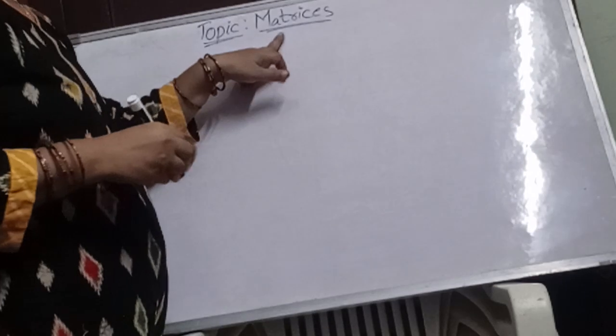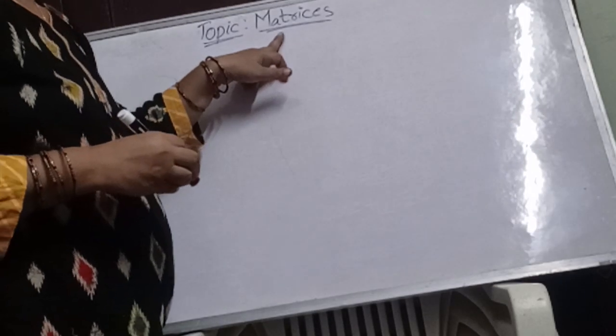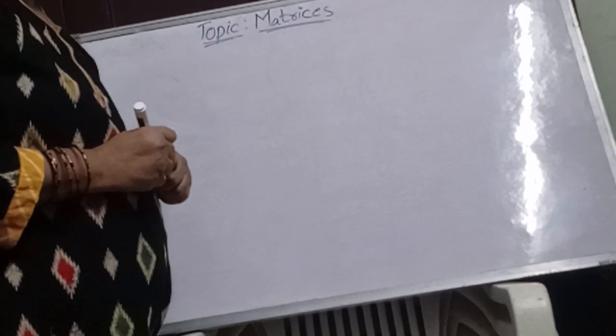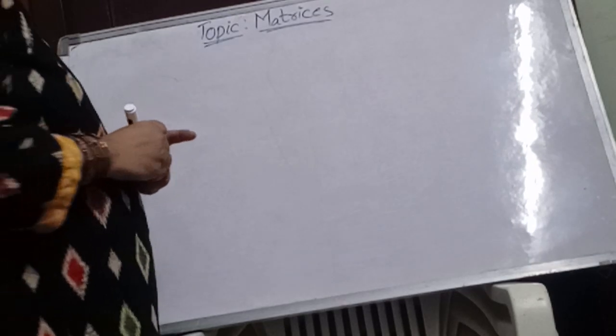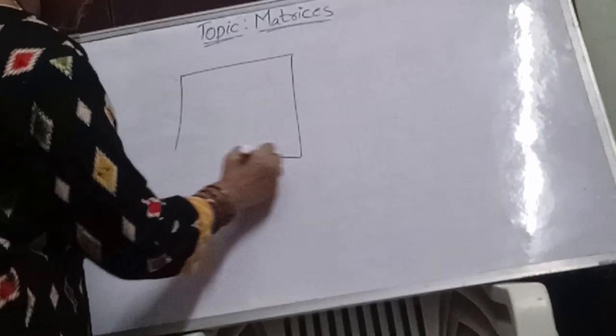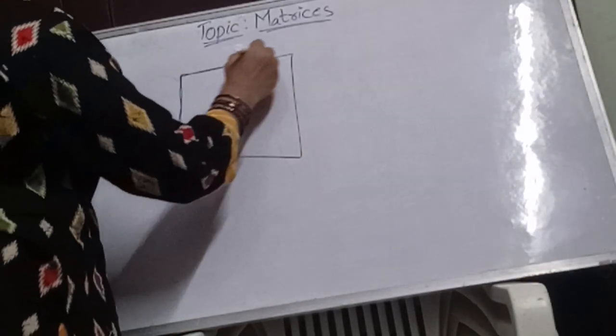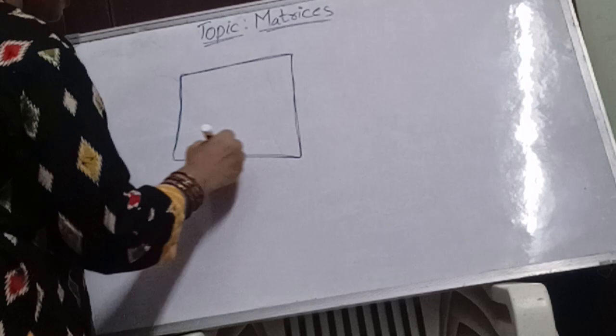Progress. Let us see the topic matrices. To explain this, let us take one example. Say for example, there is a field. These are the boundaries of the field.